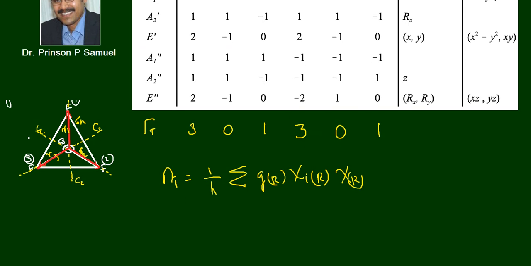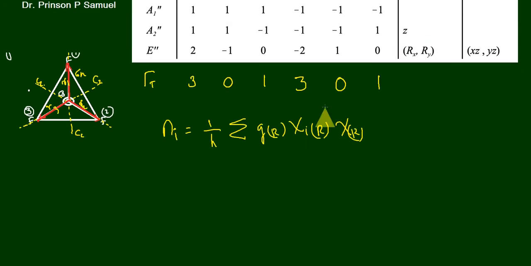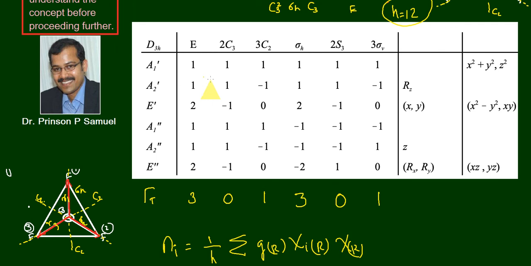The terms are: Ni is the number of times the ith irreducible representation will appear in a reducible representation corresponding to a total character set. h is the order of the group. In our case, the order is equal to 12. We have already calculated the order as 12. And then we have gR. gR is the number of elements in a class represented by the operation R.